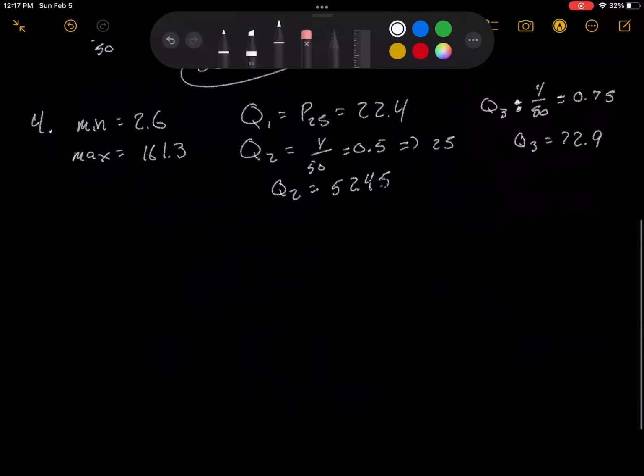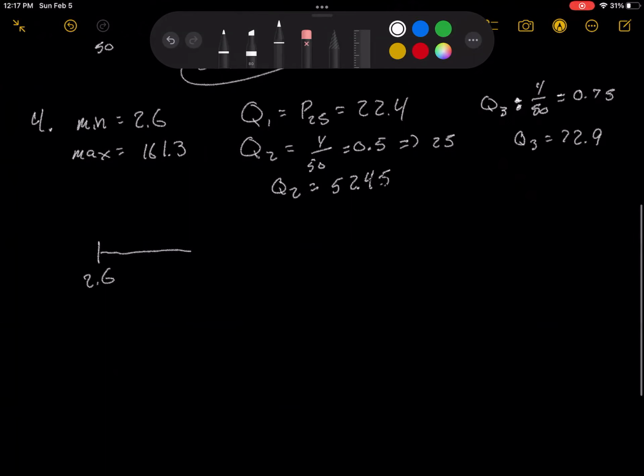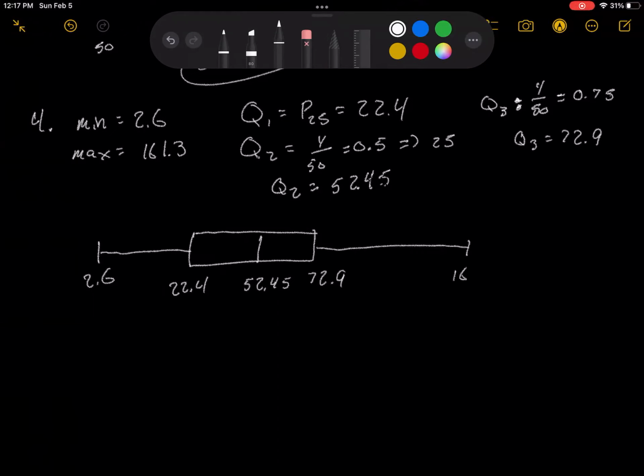All right, so let's plot this. We've got 2.6 right there. Q1 is at 22.4. Q2 is pretty close to Q1 at, actually not too close, it's 52.45. Q3, the right-hand edge of the box, is 72.9. And then I extend all the way up until my maximum at 161.3. So this is the regular box plot.